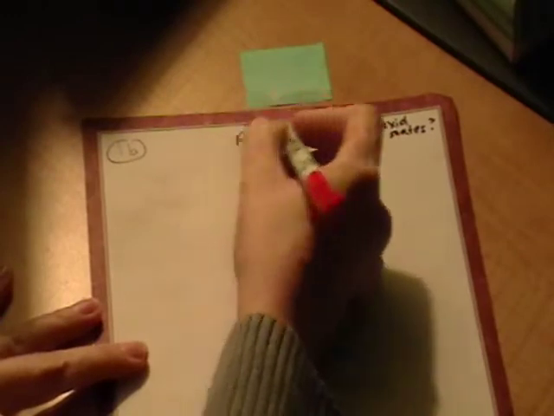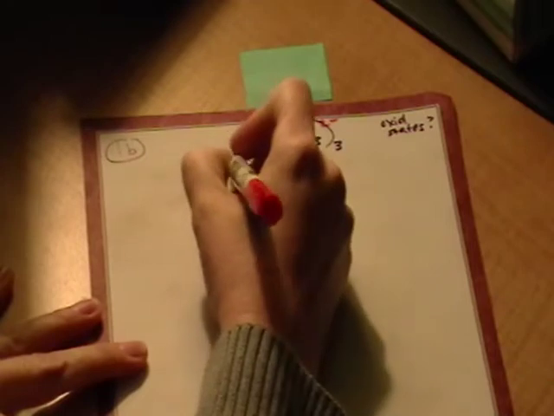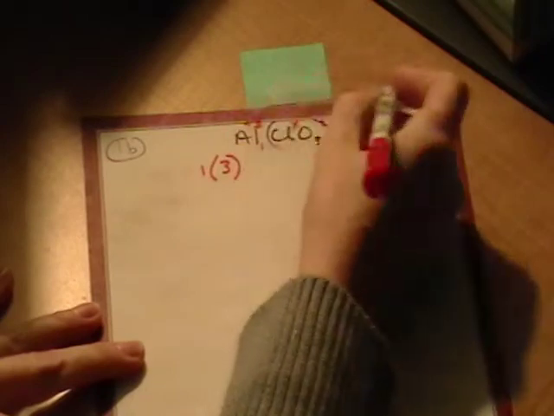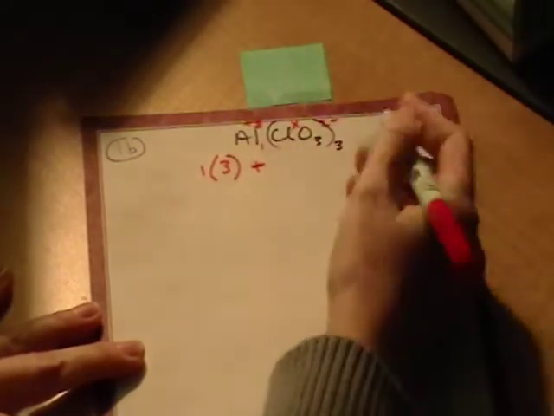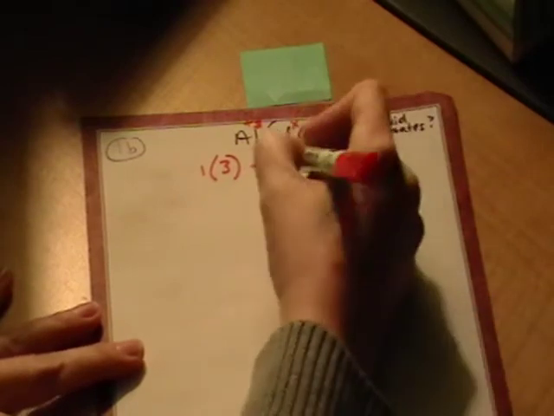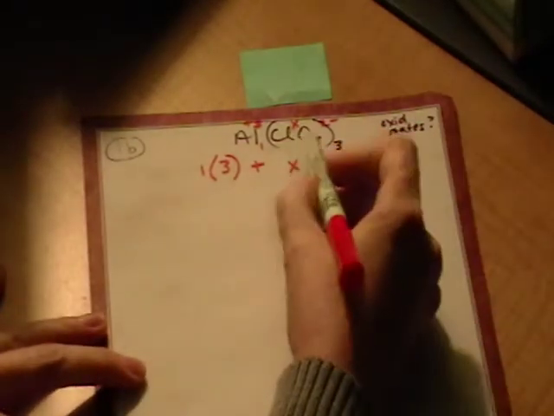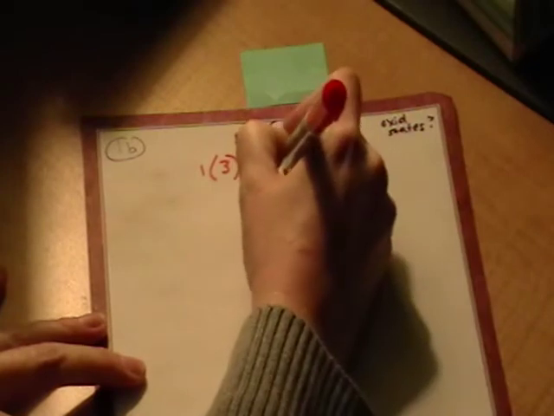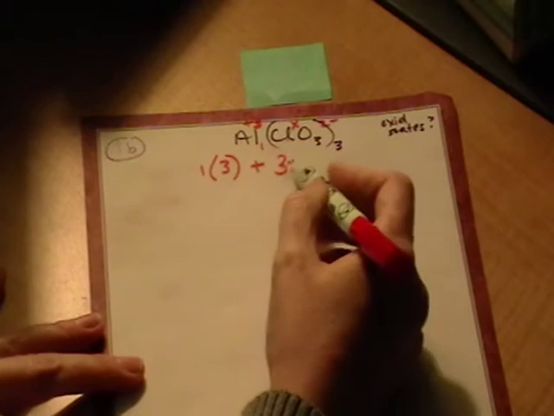Now, aluminum at a +3, well, how many aluminums do I have? Well, 1 is implied. So I'm going to say I have 1 times 3. And next to the aluminum, or bonded to it, I have a chlorine. And I don't know the chlorine's charge, so I'm just going to put an X. But I do know that because the 3 is outside these parentheses, I have 3 chlorines. So I'm going to make it 3x.